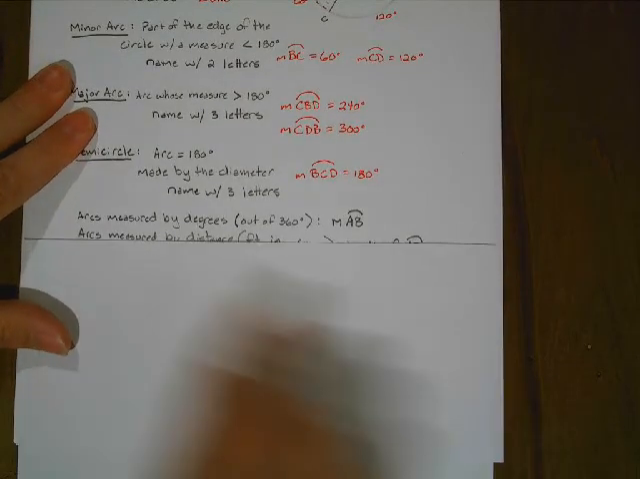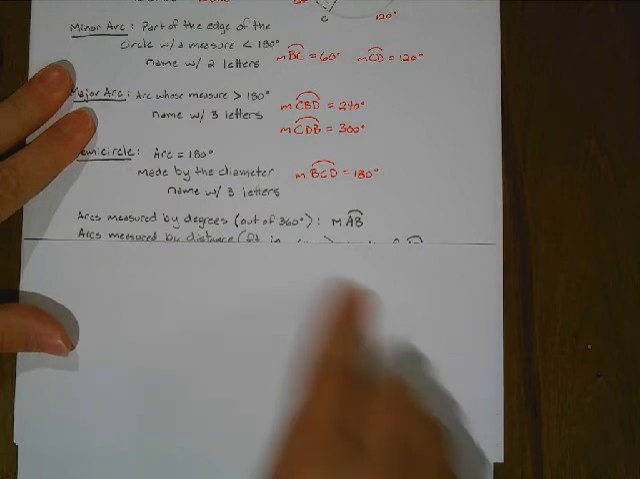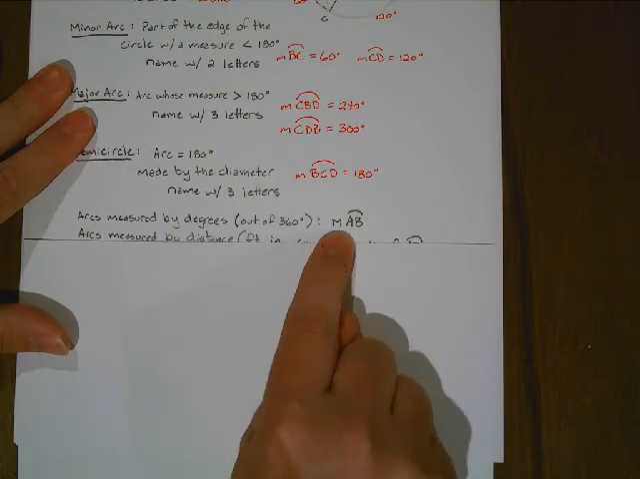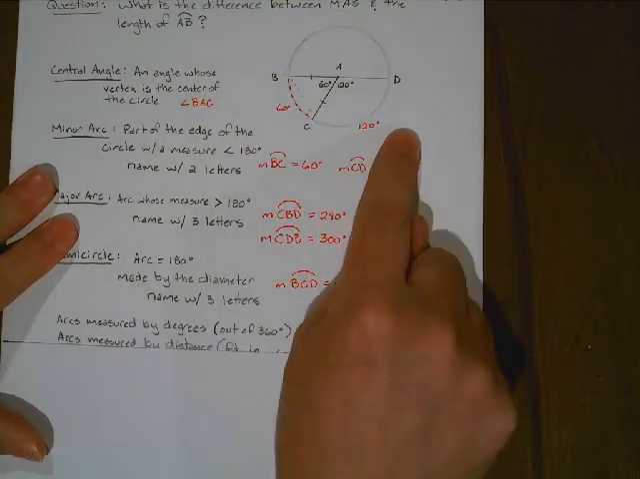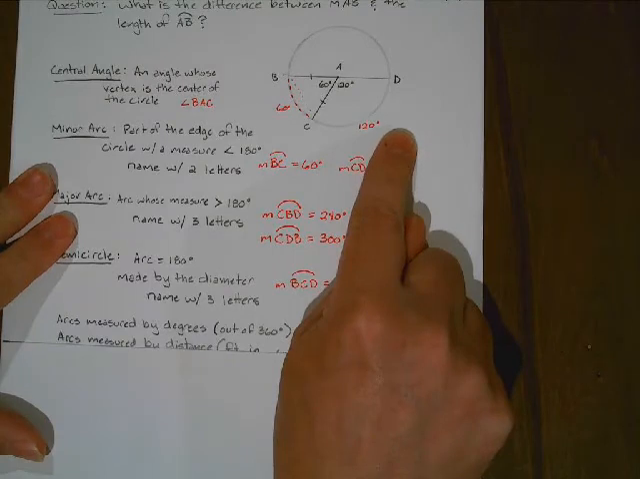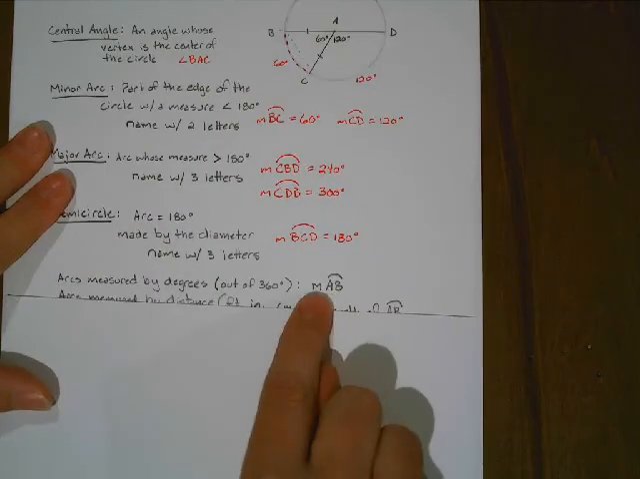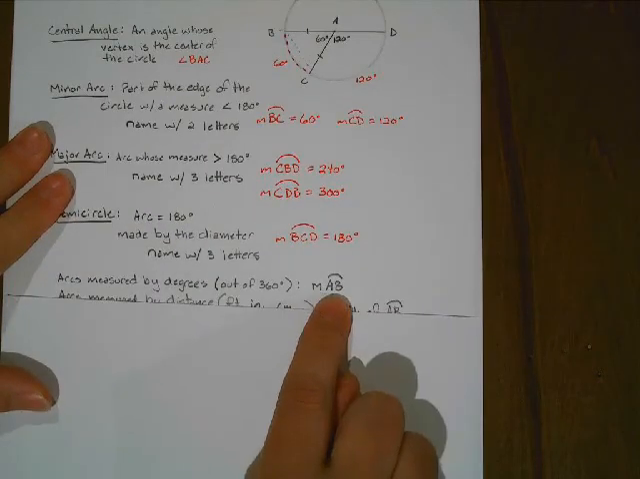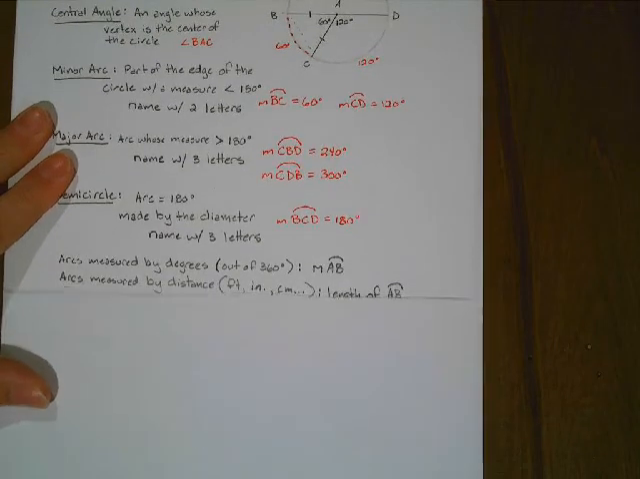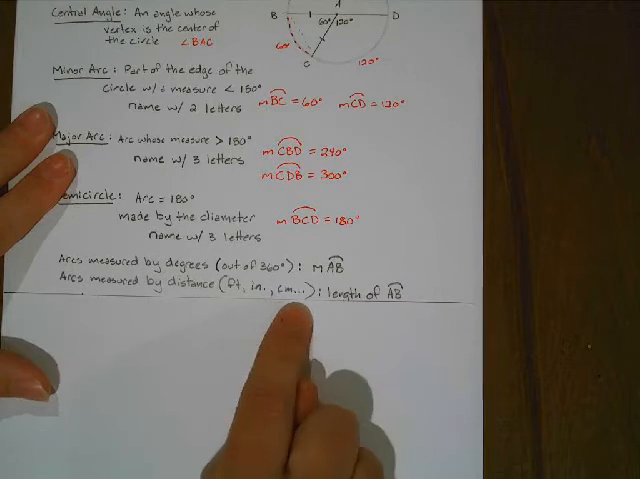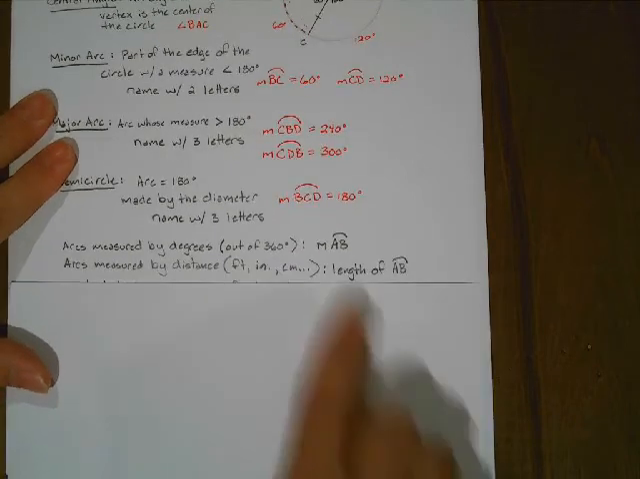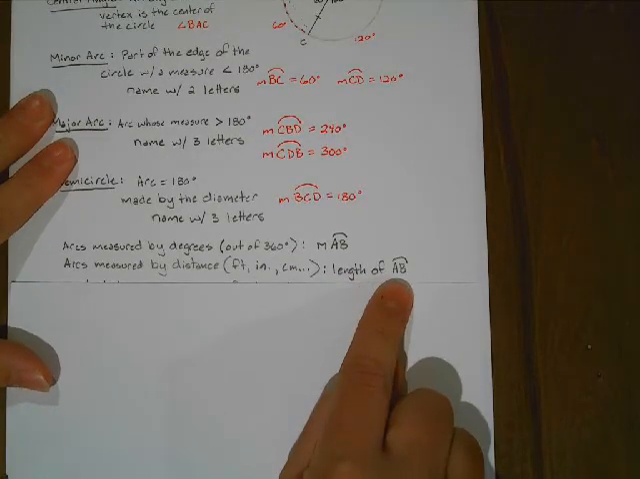Okay, arcs are measured by degrees. We always do that, the measurement of AB. We talked about that before. So when we're talking about the outside of the circle, and we're just talking about how many degrees out of 360, we say the measurement of arc AB. If we wanted to measure the distance, like in feet, inches, centimeters, or something like that, then we say the length of arc AB. We'll do that later on in the unit.